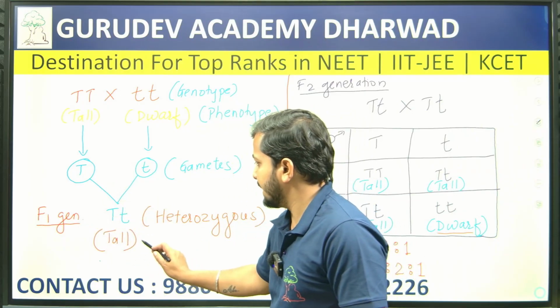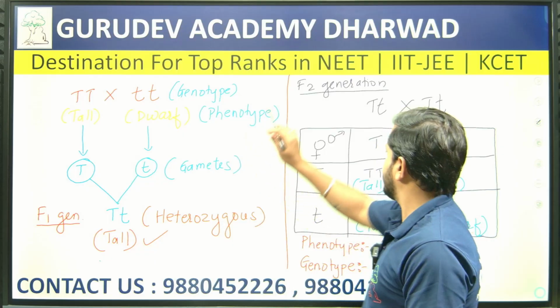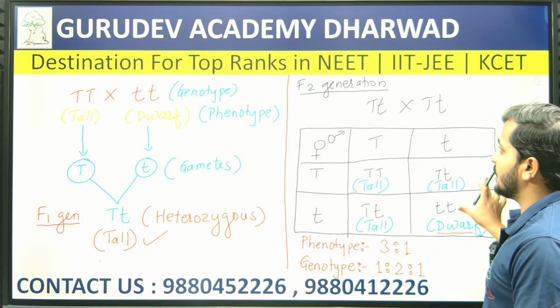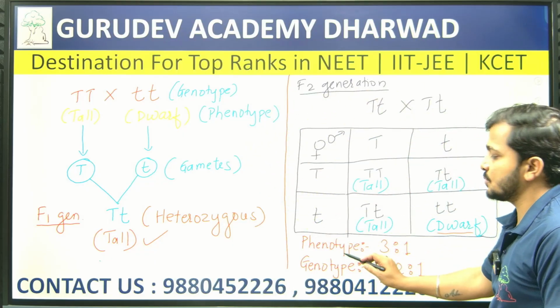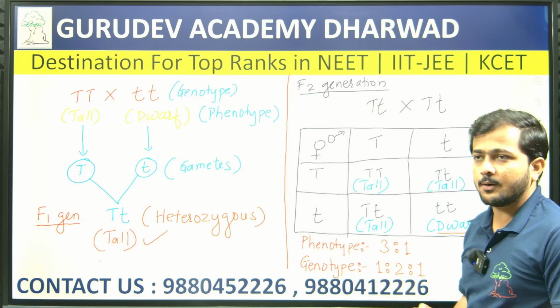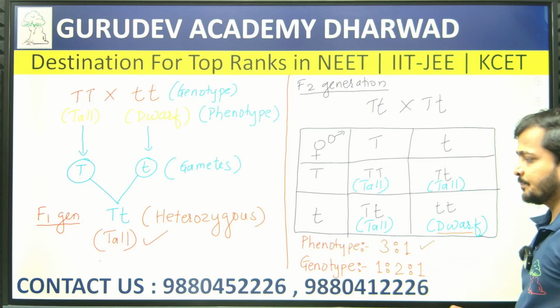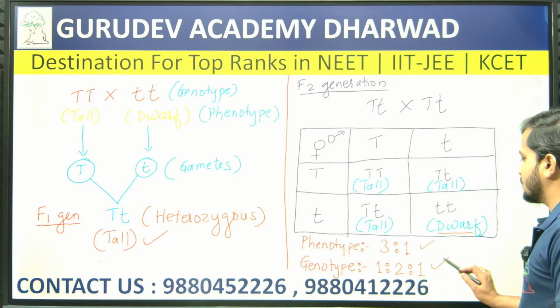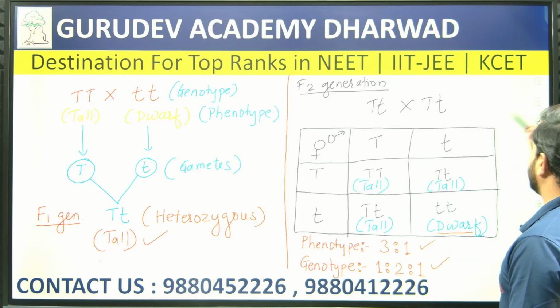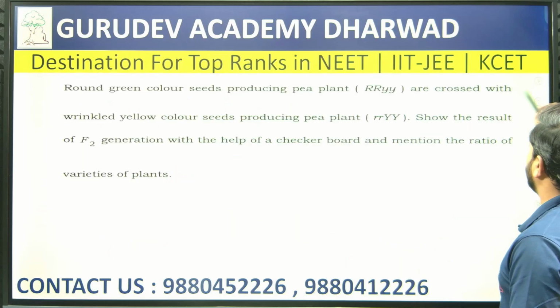With respect to the question, they have asked to mention the F1 generation plant. The F1 generation plant is tall, right? This is overall the checkerboard, and they asked for the ratios: one is the phenotypic ratio and one more is the genotypic ratio. So the phenotypic ratio is 3 is to 1 and the genotypic ratio is 1 is to 2 is to 1. This is the answer for that particular question, right?